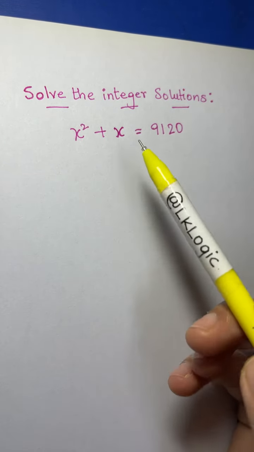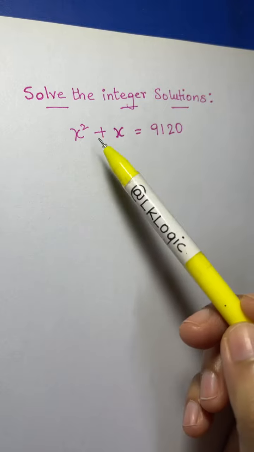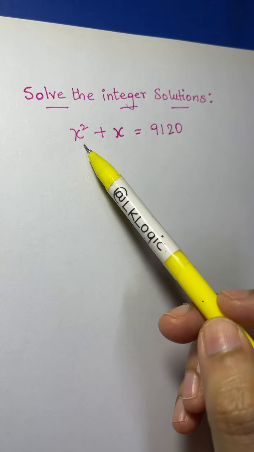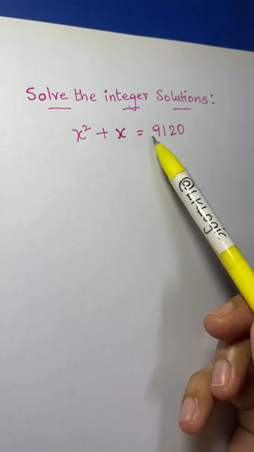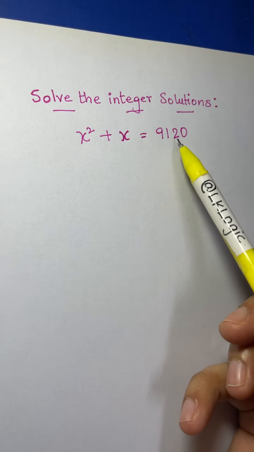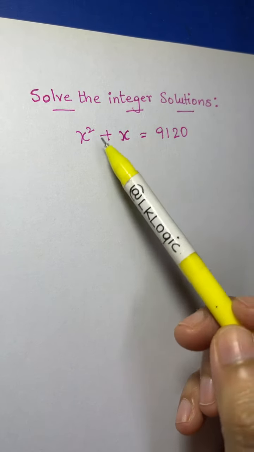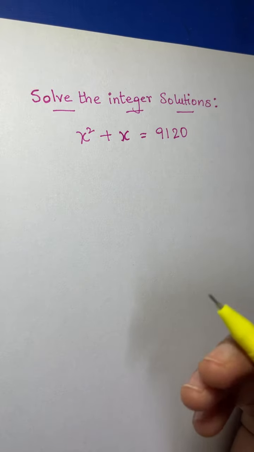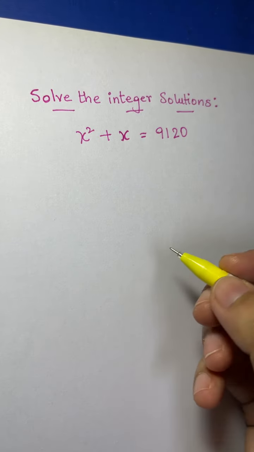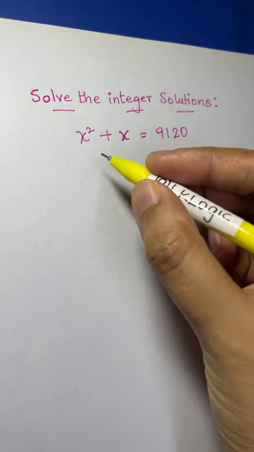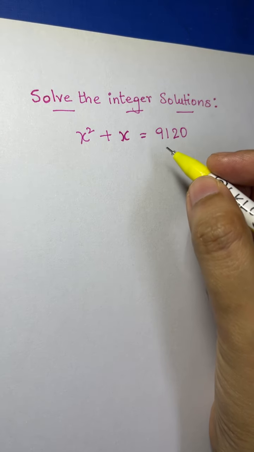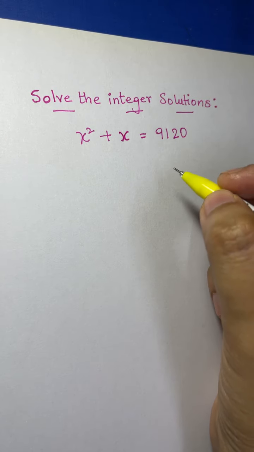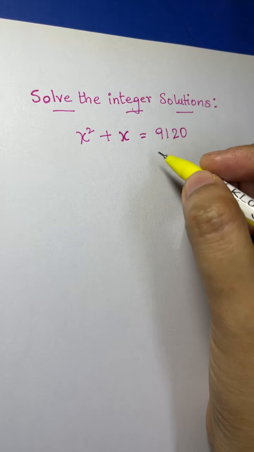Hi everyone, we are going to solve the integer solutions for this equation x squared plus x equals 9120. So how would we solve this equation? First, we can factorize. As soon as we see a quadratic equation, we can use factorization. So let's bring all the terms on one side.